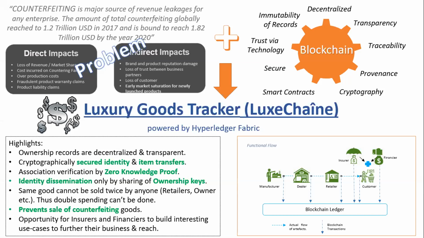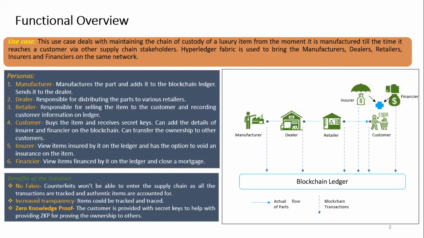Let me give you a level 0 view of the solution. So we have 6 personas here. Manufacturers are moving goods to dealers, to retailers who are selling them to customers. We also have insurers and financiers in the mix, because insurers are needed for insuring the luxury goods and financiers for financing them. They are luxury goods and they definitely need financing at times. So we have ensured that each of these personas has a lot to gain from this solution, including trust that they are all working on an authentic good.